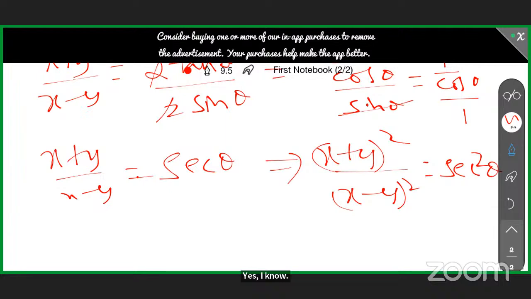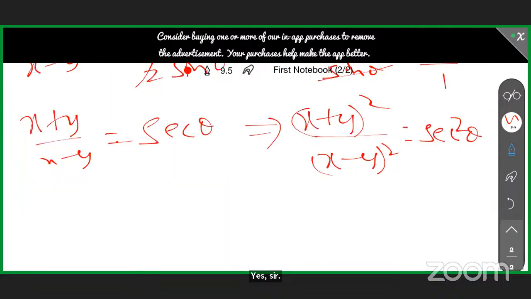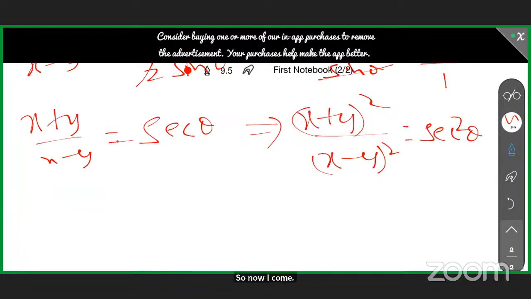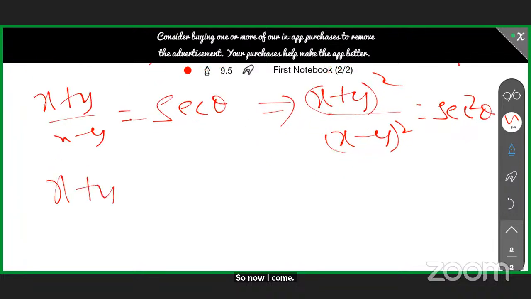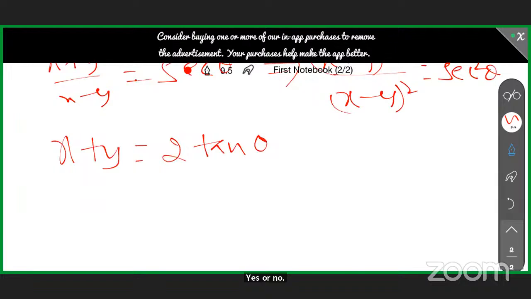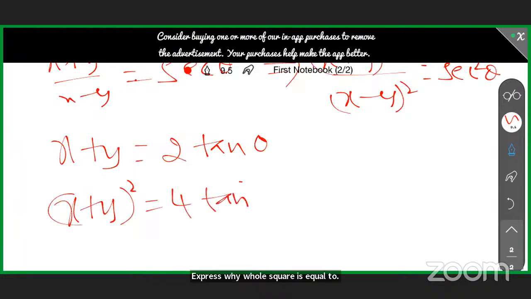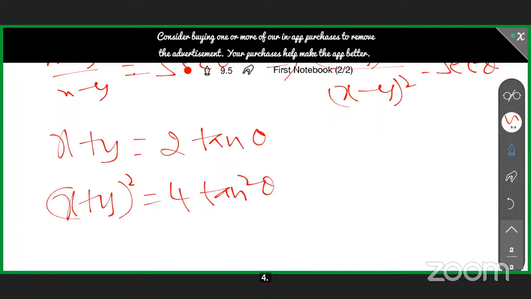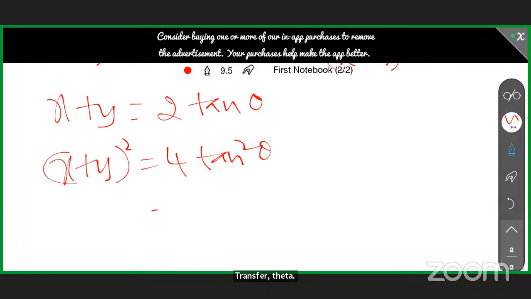Now let this equation be like that. So now I'll come this side. Now I'll take x plus y. What is the value of x plus y? x plus y is equal to 2 tan theta. Now I will square this equation on both the sides. This will become (x plus y) whole square is equal to 4 tan square theta. So I'll keep my left hand side as it is. 4 tan square theta can be written as 4 into secant square theta minus 1. Yes or no?